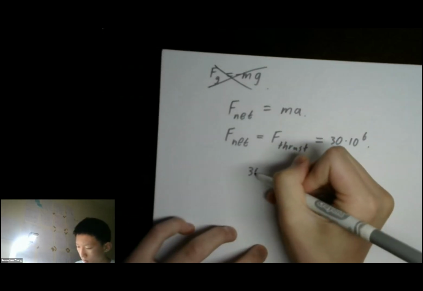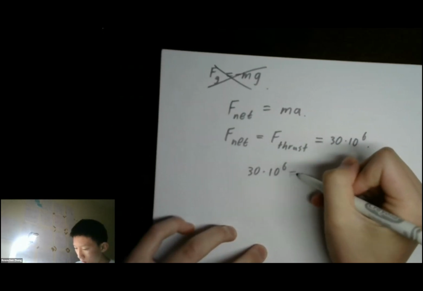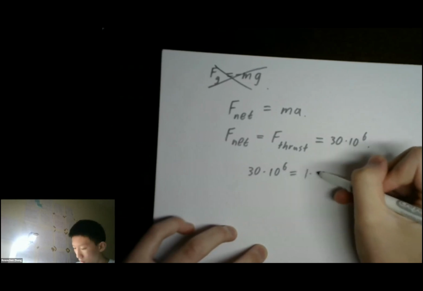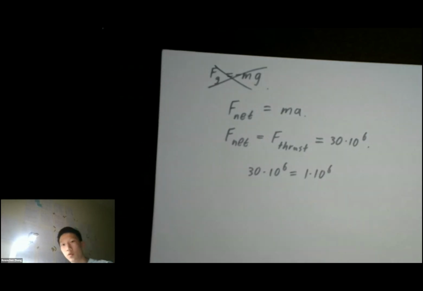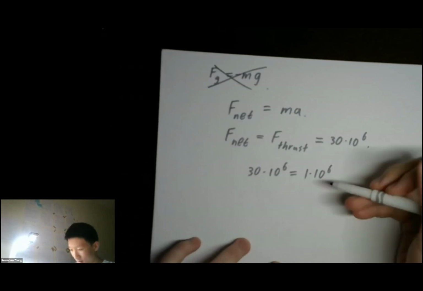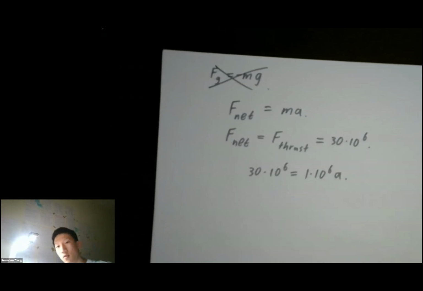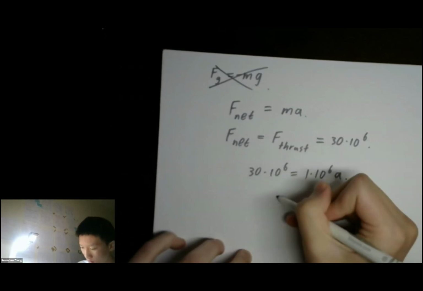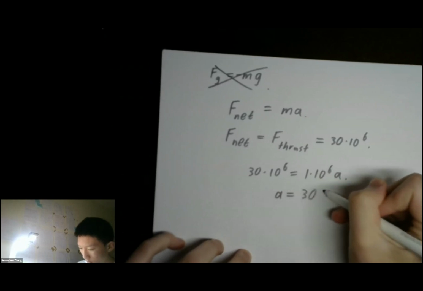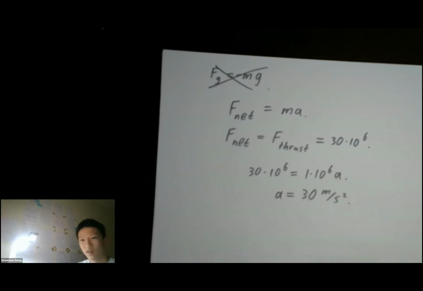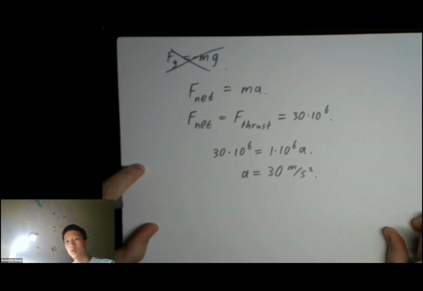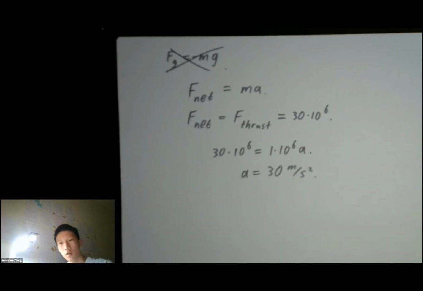So 30 times 10 to the 6 is equal to mass, which is 1 times 10 to the 6, if you remember the specifications of our rocket, times the acceleration. What's the acceleration? Well, you divide both sides by 10 to the 6. Acceleration, 30 meters per second squared. That's the acceleration. Everyone can see that? And if you didn't know, that's very, very fast. And we're not done yet.